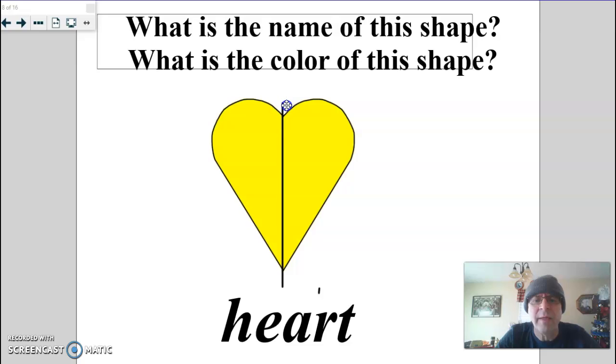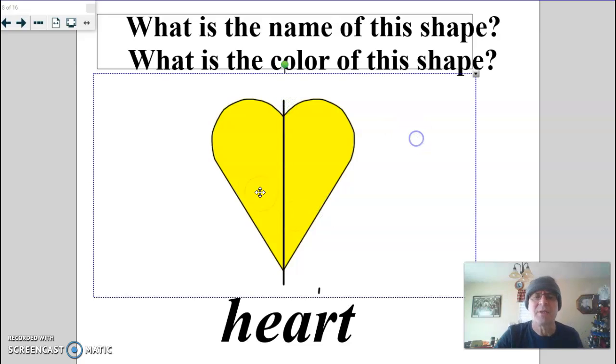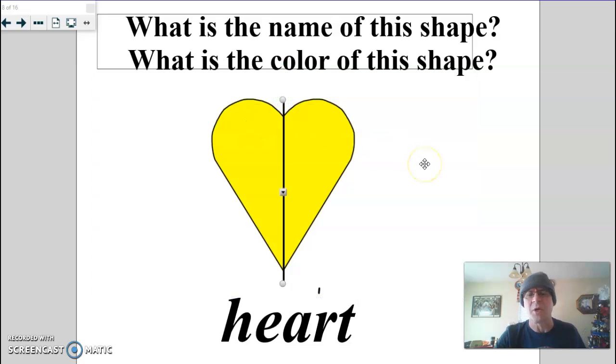You'll have to know that one day. Maybe we'll do that with the first graders here in the next few days. That's called a line of symmetry. That means this side is the same as this side, right down the middle. They're both the same. But this heart's drawn so poorly, you can't tell.